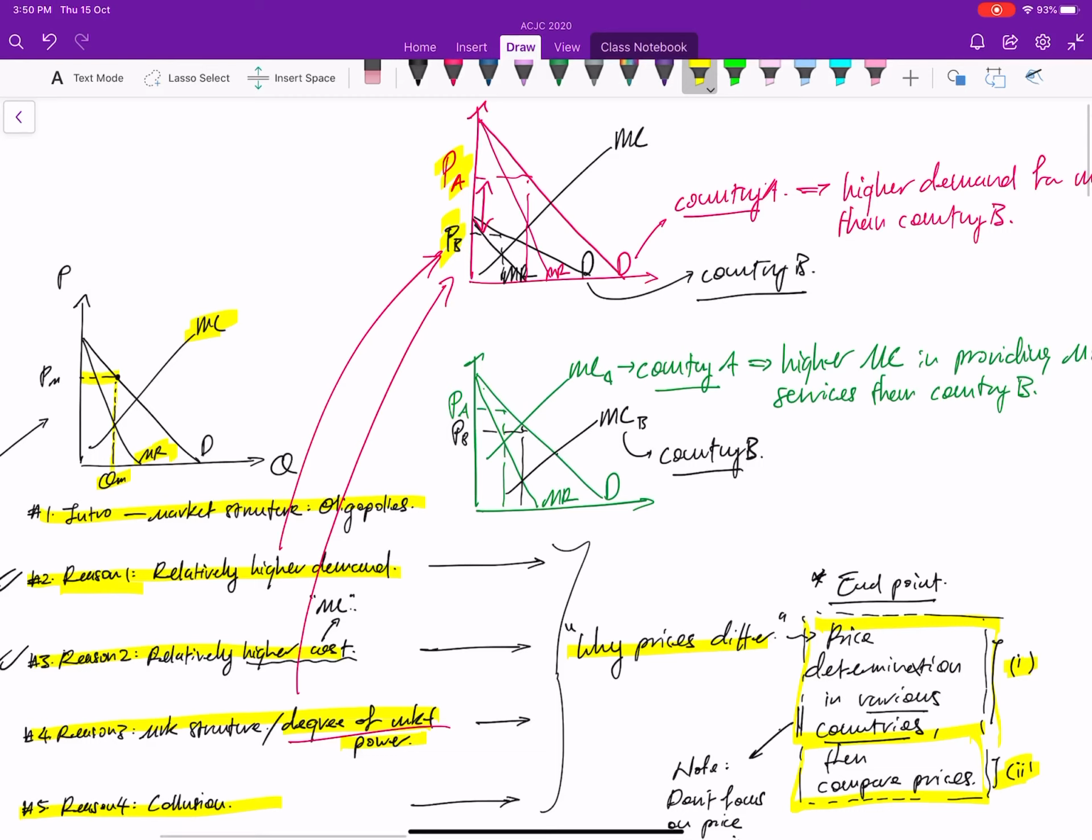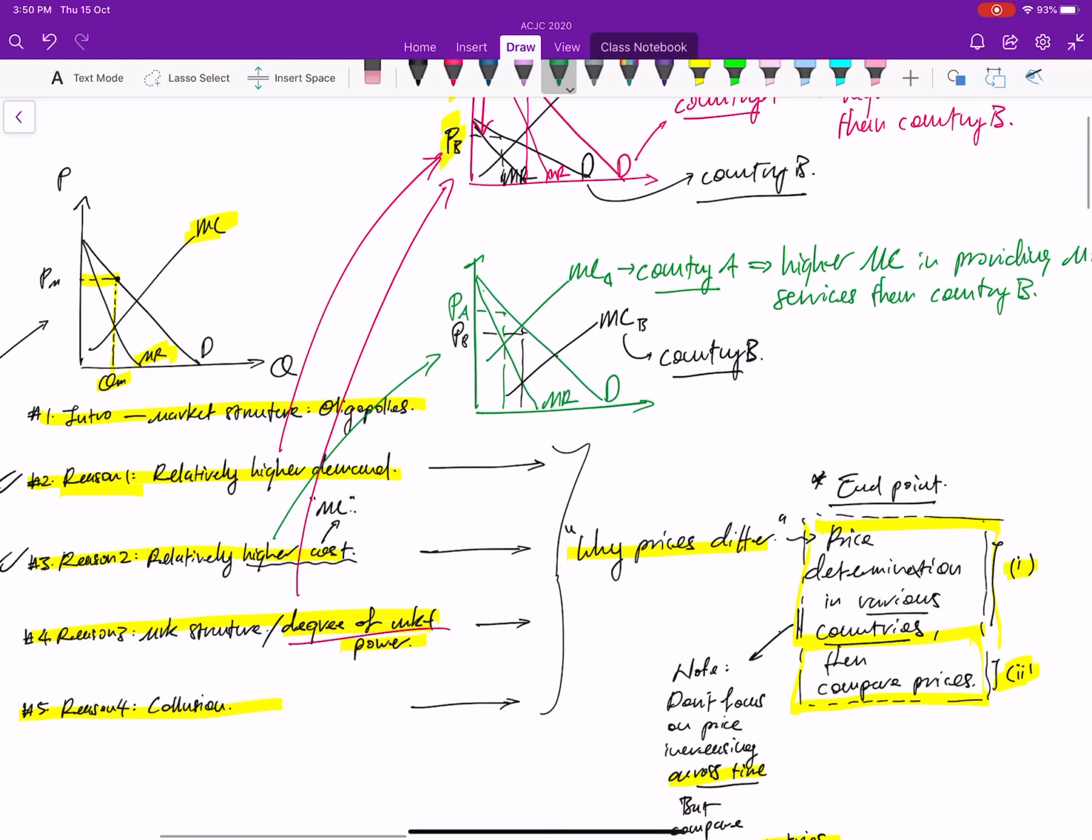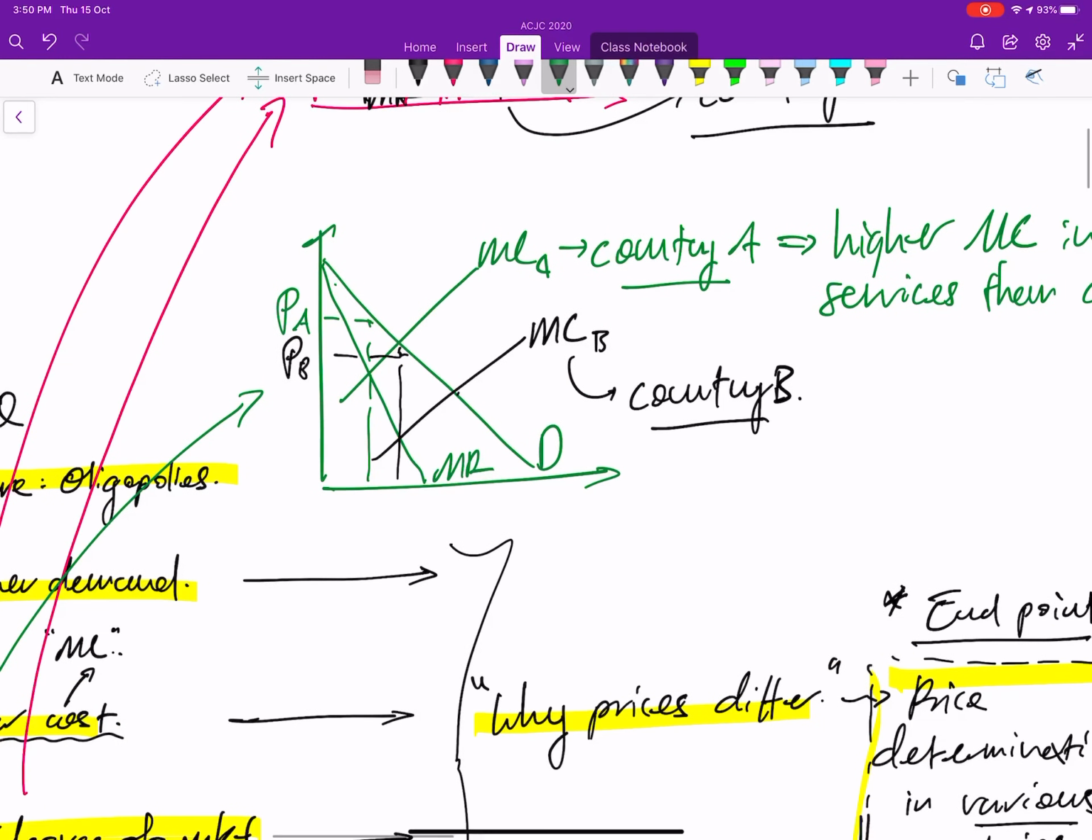Okay, and then for the point about relatively higher costs, or MC, you can just see the green MC for country A is higher than country B. And here the higher, just take note, is shifting up, right? So the way I think about this is the vertical axis is price. So when you are talking about costs, it's along the vertical axis, right? So when I have higher costs, it means shift up in terms of the vertical axis, not so much the quantity, which is the horizontal axis.